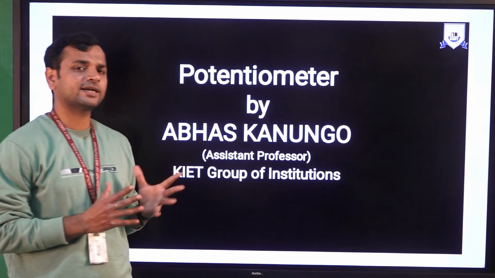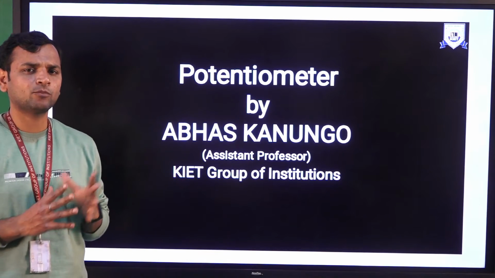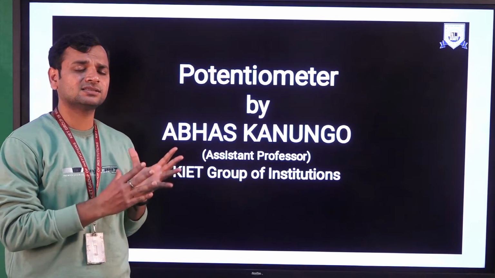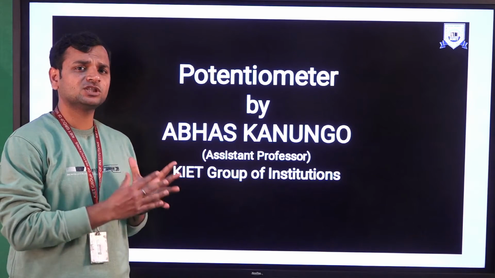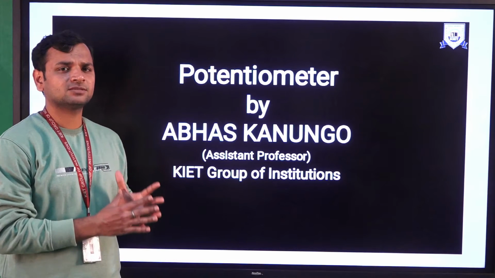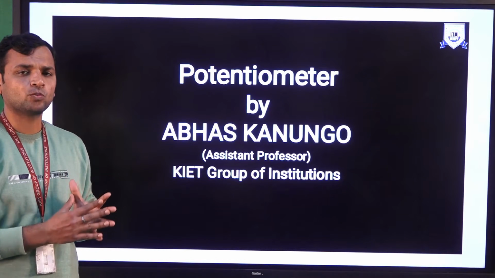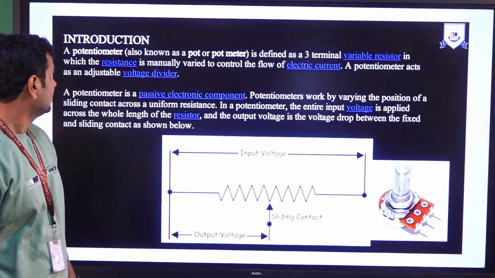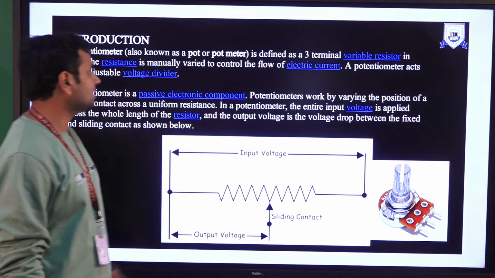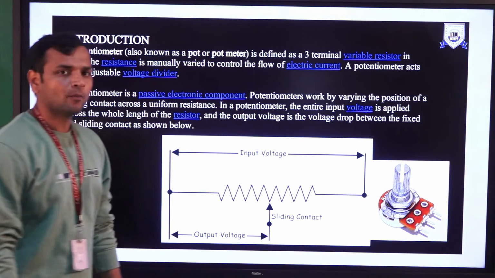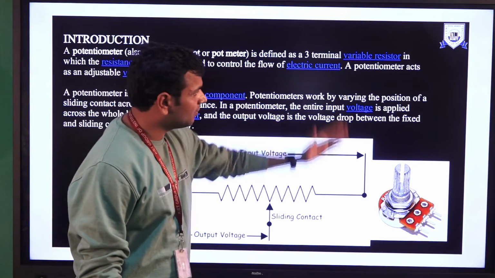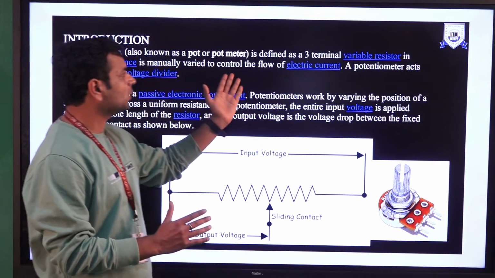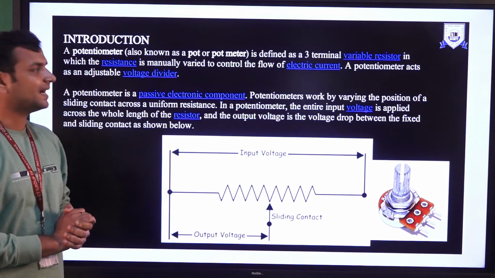As you have already studied this topic in the previous semester, a potentiometer is a type of transducer, or more precisely, a type of passive transducer which is used to measure displacement in terms of electric output. So it is generally used for displacement measurement. A potentiometer, also known as the pot or potmeter, is defined as a three terminal variable resistor in which the resistance is manually varied to control the flow of electric current.